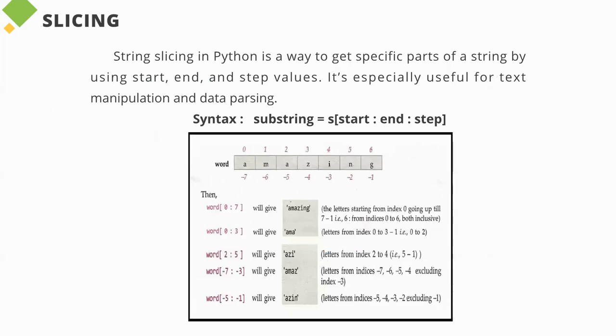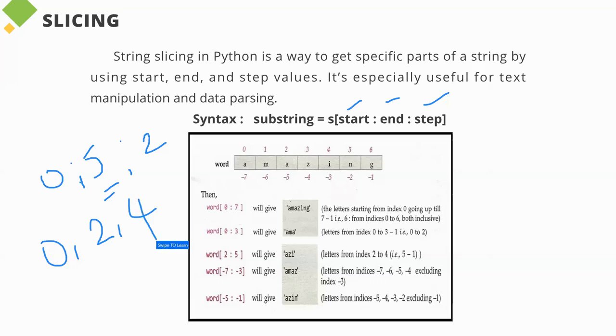Now let's see slicing. Slicing is used to retrieve some parts of the string. The syntax is substring equals start, end, step. Start is where the string has to start, then end. Suppose 0 colon 5 colon 2. If this is the string, it starts from 0 until 5, skipping characters. It reads character 0, skips 1 and reads 2. It skips 3 and reads 4. It skips 5 and the range is done. So it stops and retrieves only these characters.